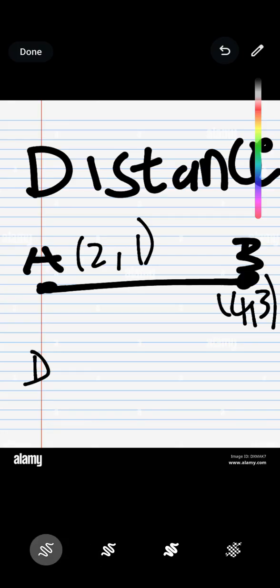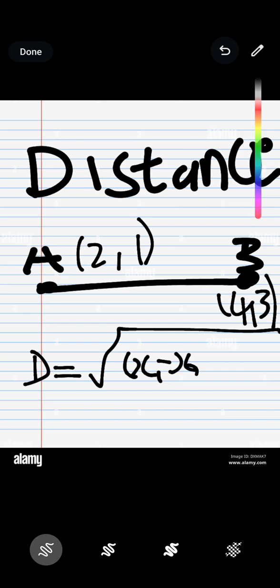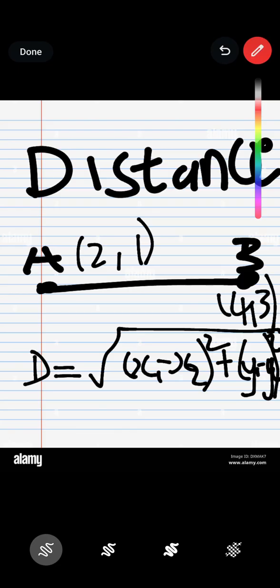So distance is equal to, you do this square root, open bracket, x1 minus x2 squared plus y1 minus y2 squared. Okay, so there's a square here and a square here. The way to name them is the same. This is x1, this is y1, this is x2, this is y2. Okay, so this is the formula for distance.